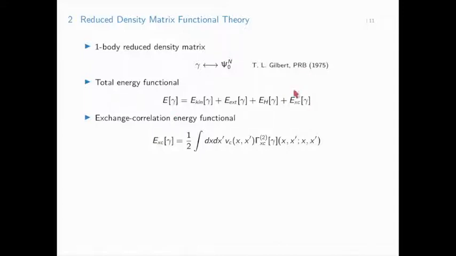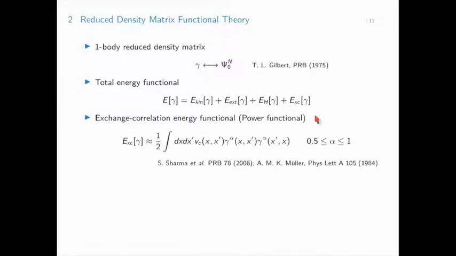However, the exchange correlation part is not known. In general, it's not known. So we need to introduce some approximation. And in the following, I will focus on the so-called power functional, which was introduced by Sharma and co-workers. Basically, it can be seen as a modification of the Hartree-Fock approximation, where we introduce this parameter alpha to take into account the correlation. And alpha is in the range 0.5 to 1. In particular, for alpha equal to 1, we obtain back the Hartree-Fock approximation.